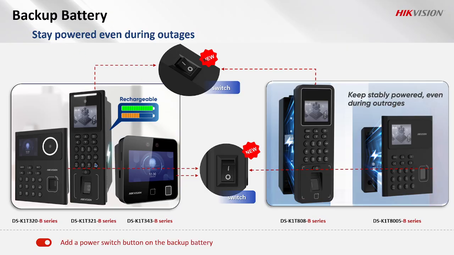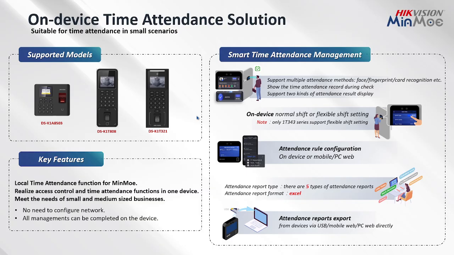Then now we have the backup battery, which I talked about, supported on 320, 321, and 343 terminals. So this battery backup keeps the device powered on even during outages. Then you have an on-device time attendance solution. So we can have 8503, 808, and 321, which will do local time attendance. Then we'll realize access control. Then you have smart management on the device. You can set the shifts and all that.